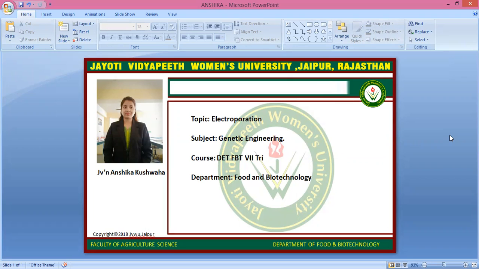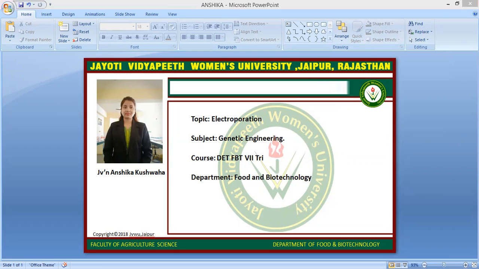Our subject is Genetic Engineering and today's session is electroporation. So here we are starting. What is electroporation? A method used to apply an electric current across the cell membrane resulting in temporary pore formation, enabling the uptake of exogenous molecules found in the medium into either the cytoplasm or the nucleus, thereby transfecting or transforming the cell.